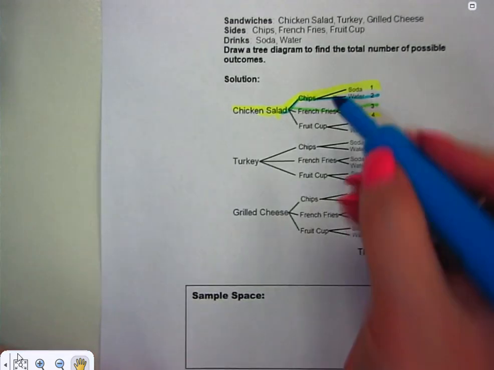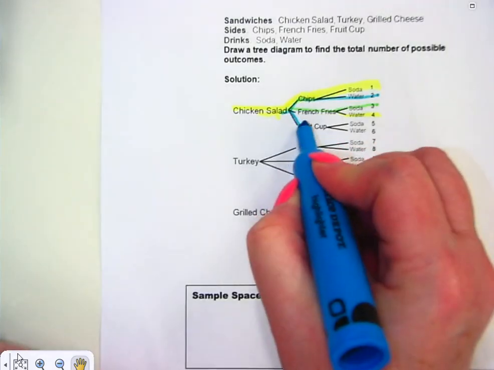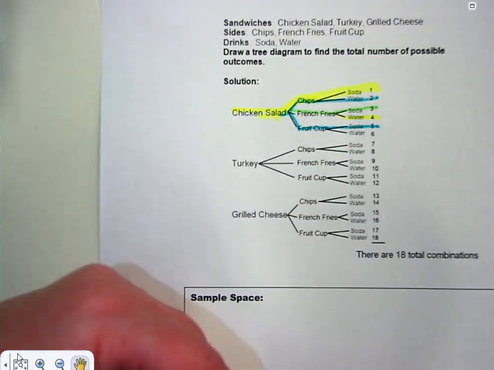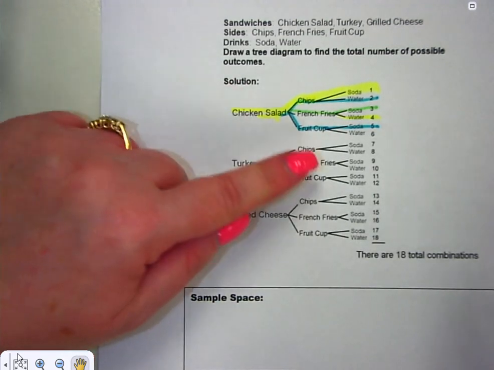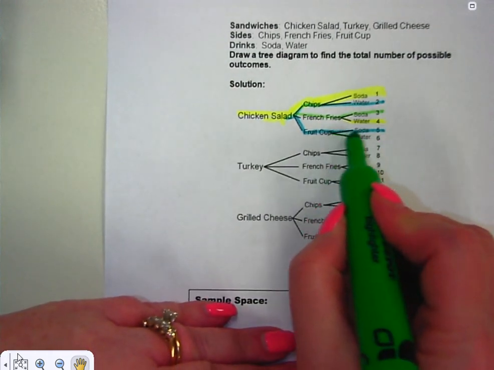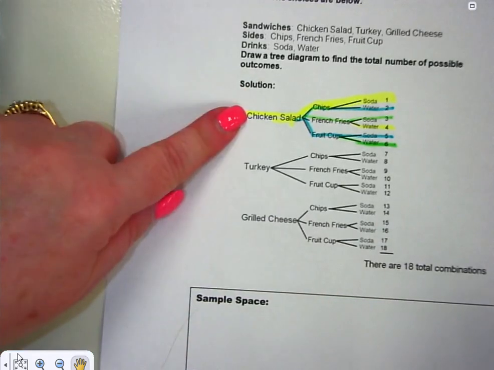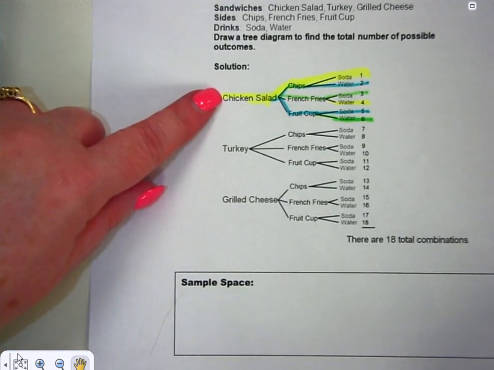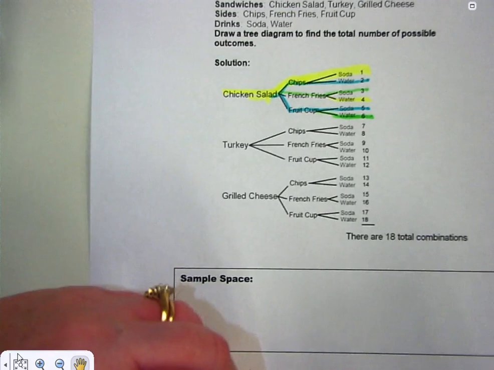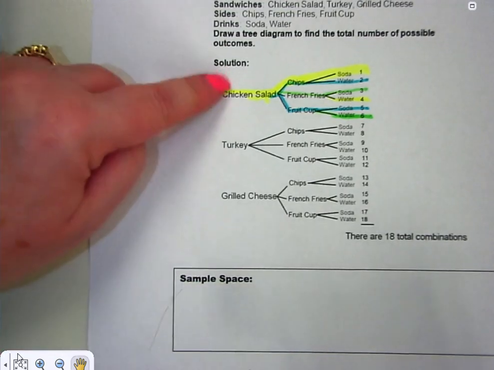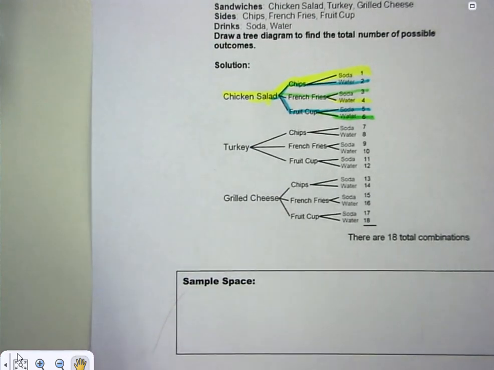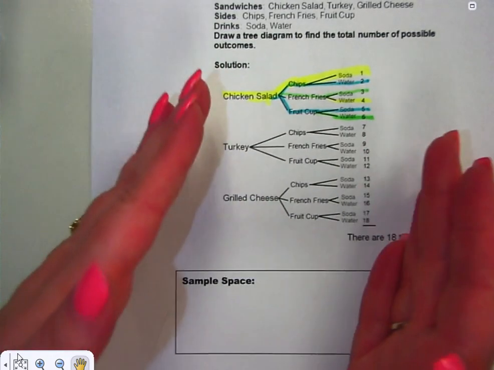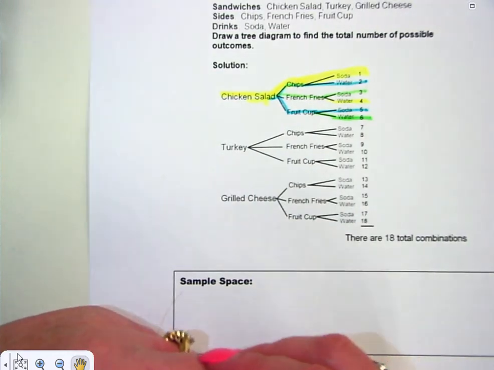Next, I could choose chicken salad sandwich with a fruit cup and a soda. Or I could choose chicken salad sandwich with a fruit cup and a water. So just with the chicken salad sandwich, how many choices are there? 2, 4, 6. 6 different choices, just for that one. Okay? There are going to be 18 choices. So the next thing is, and you're going to have to know how to make a tree diagram on your own.